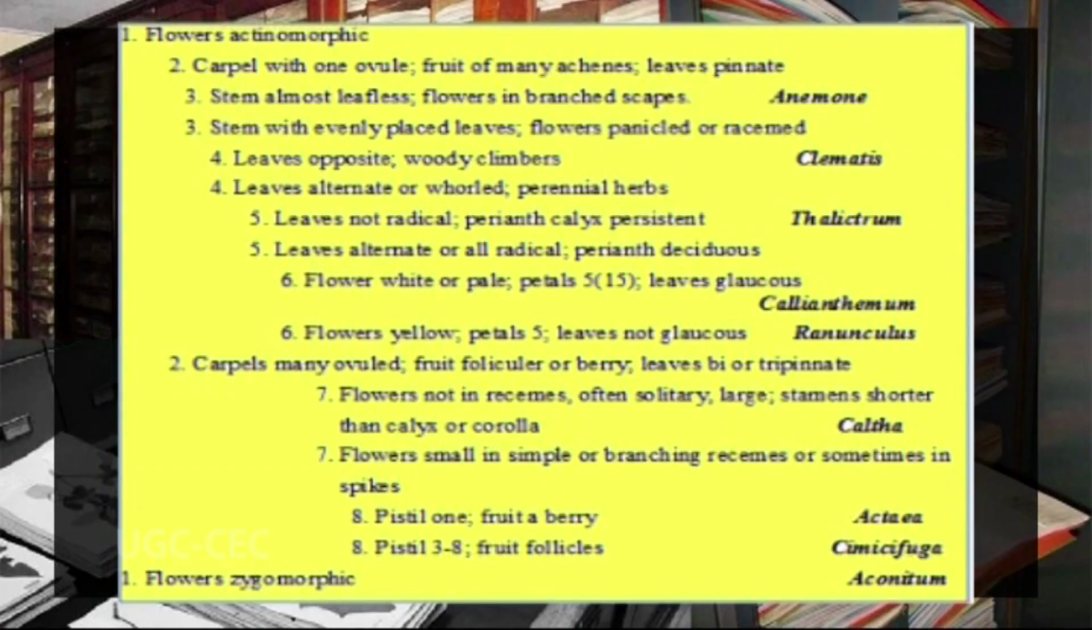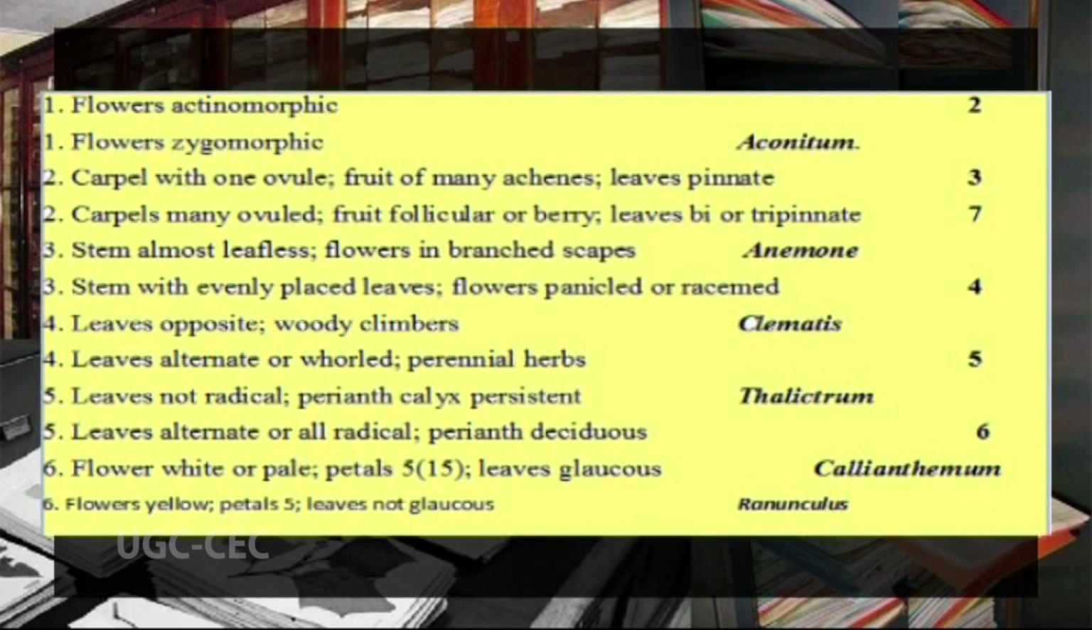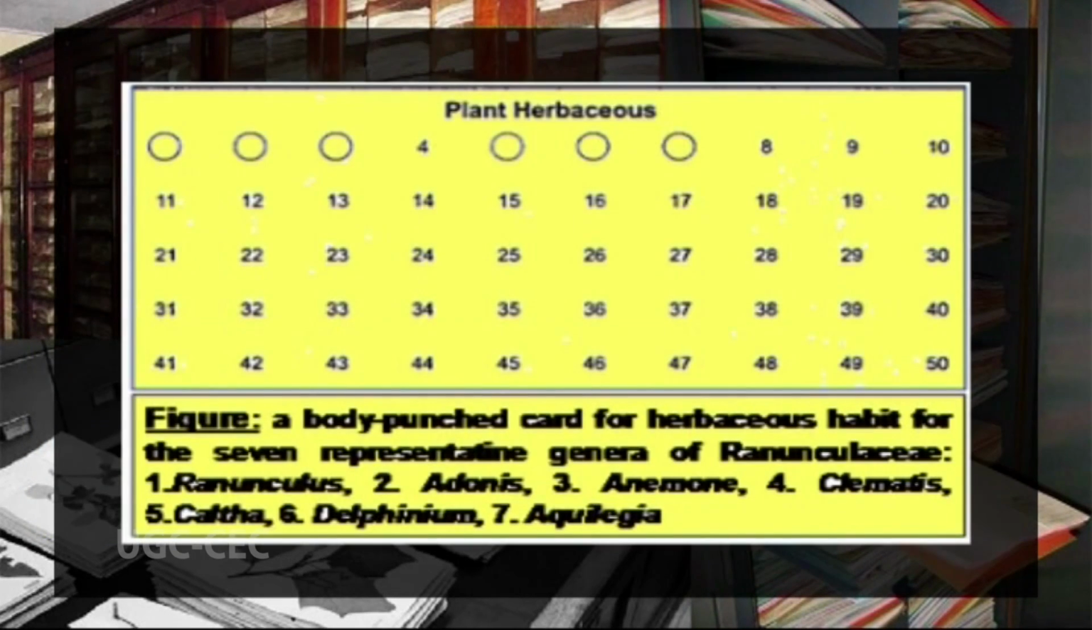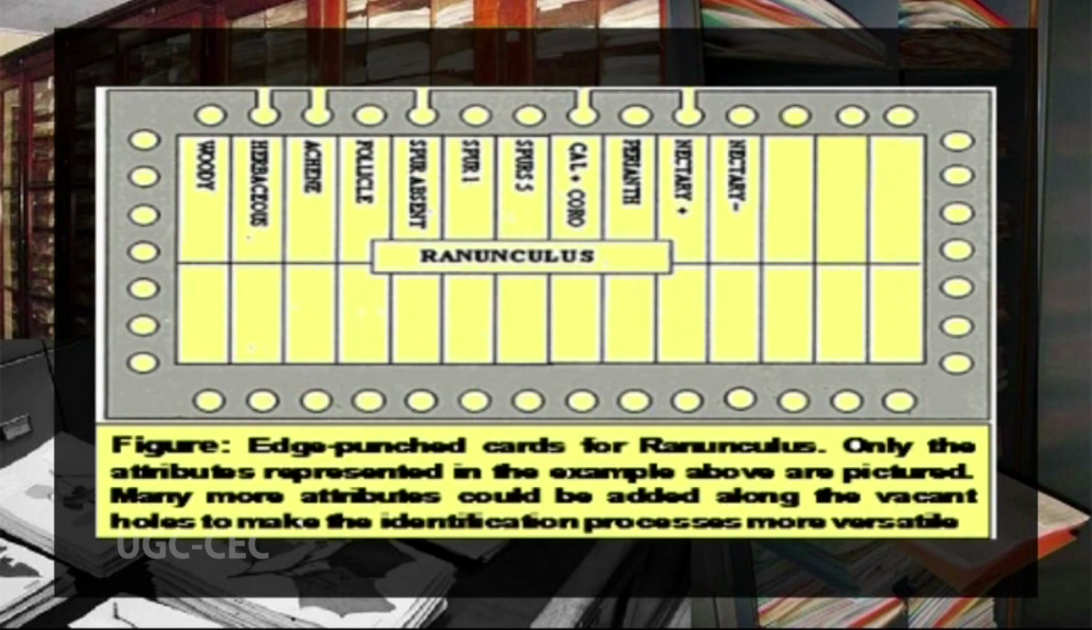Various types of keys and key formats are used in plant identification, such as single axis sequential or dichotomous keys, which include indented keys and bracketed keys, also numbered keys, and multi-axis or polyclaves, which include body punctured cards, edge punctured cards, and tabular keys, and also interactive keys, which are computer-based multi-axis keys.